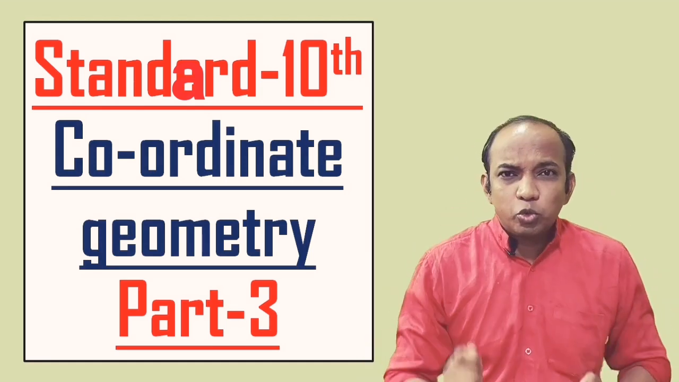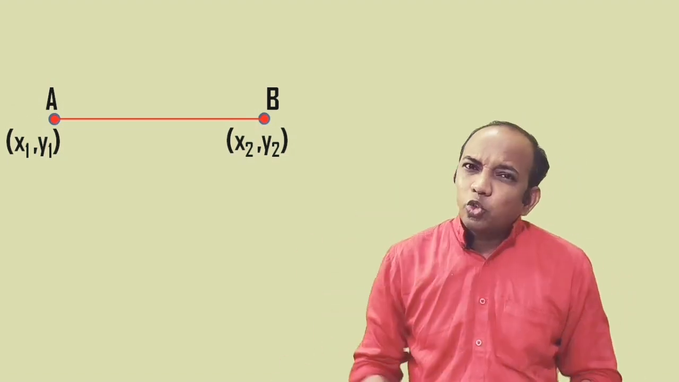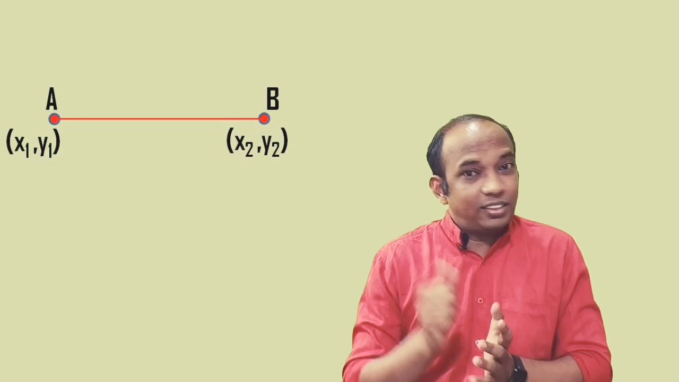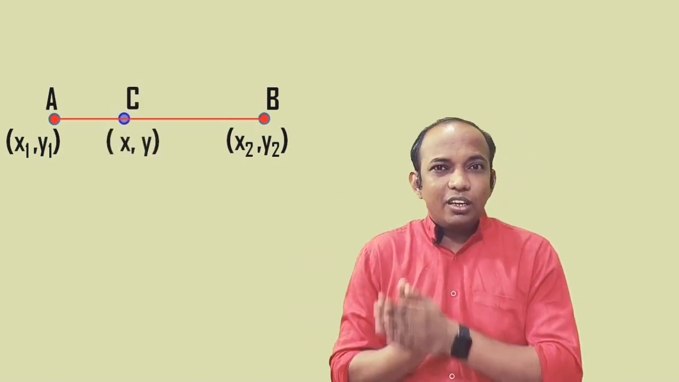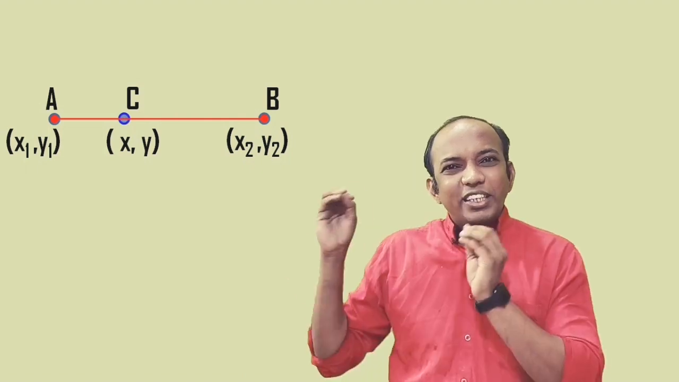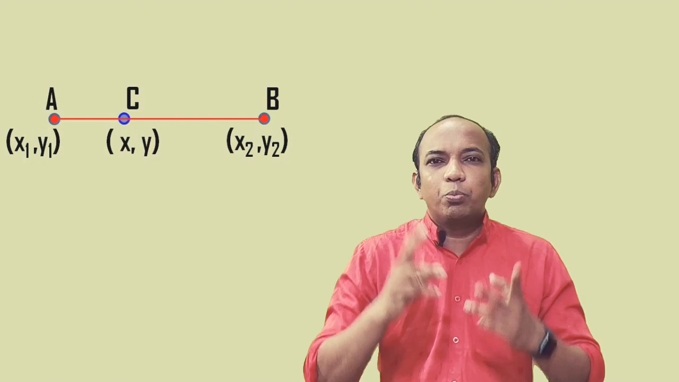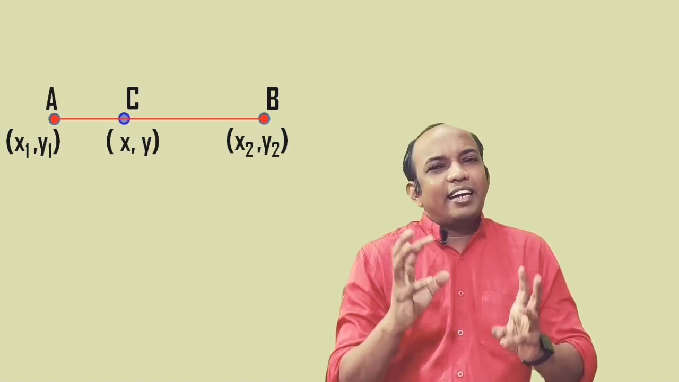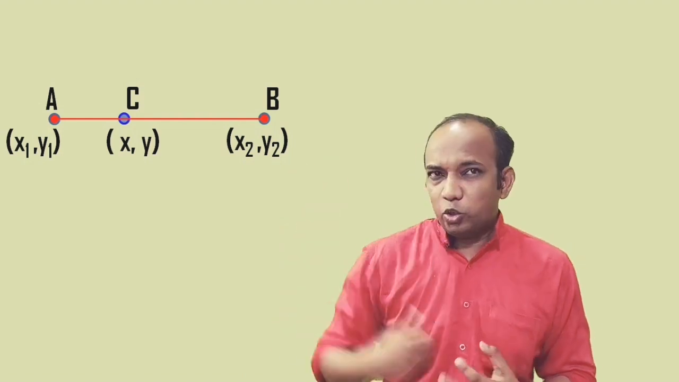Very first, consider a situation: take points A and B the way you are looking on the screen. Join them. The coordinates of A are x1, y1 and the coordinates of B are x2, y2. Now consider a situation where point C lies on segment AB with coordinates x and y. The moment we locate point C on AB, it divides AB into two parts, AC and CB, and let's consider the ratio of that division as m is to n.